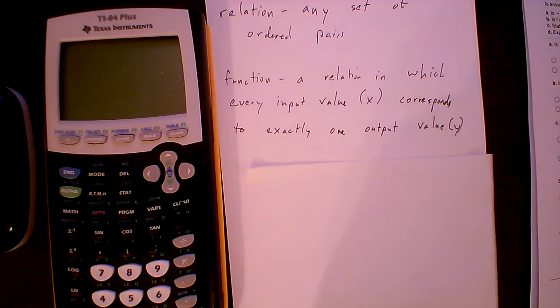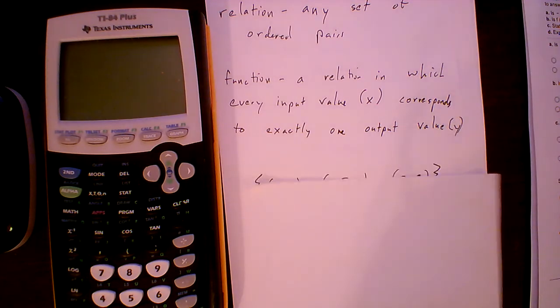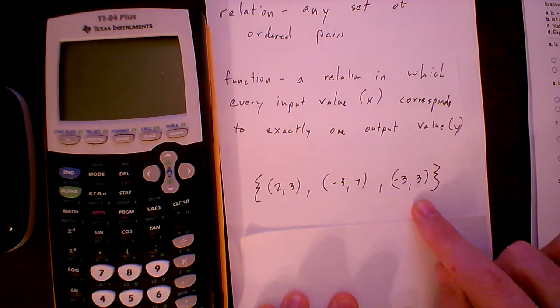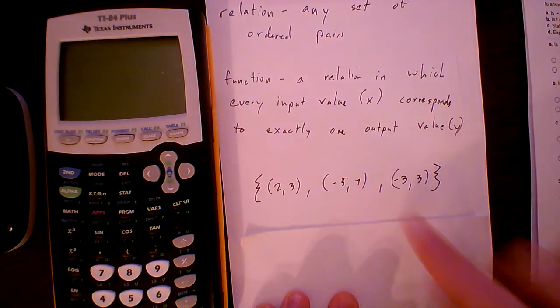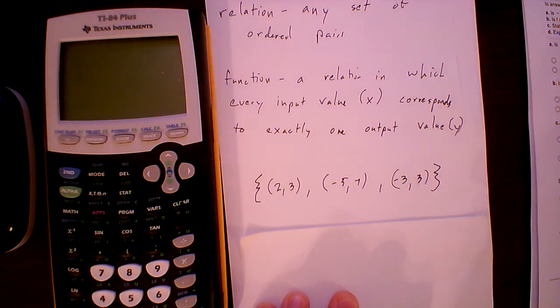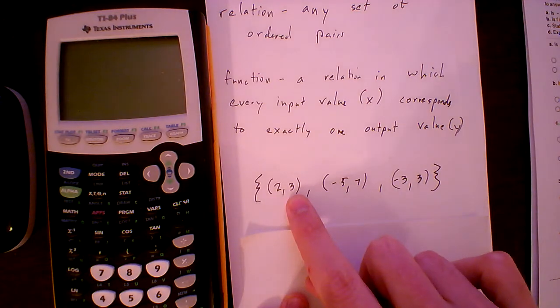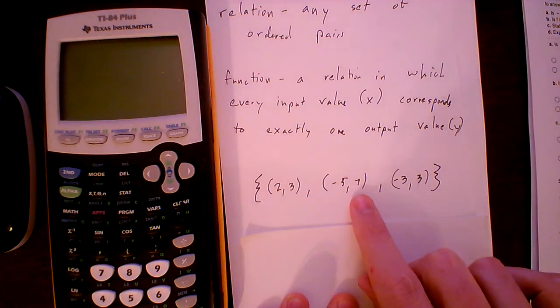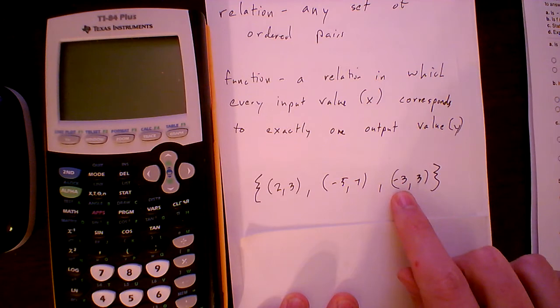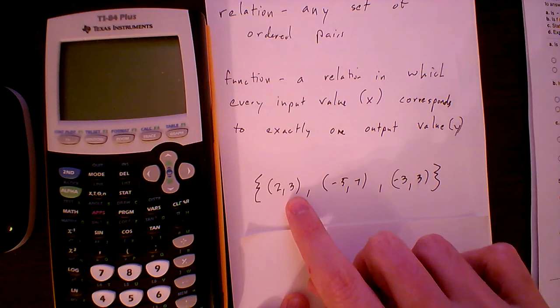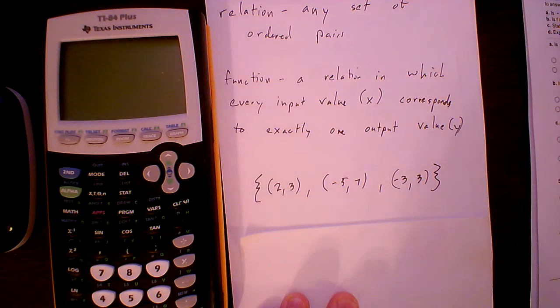So let's look at a couple of sets of ordered pairs, and we'll talk about whether they're functions or not. This first one here, we just have these three ordered pairs. This is a very basic sort of relation. All of these are going to be relations. But the question we want to think about is: is this a function or not? The answer to this one is yes. We have an input value of 2 that goes with the output value of 3. Input value of -5 goes with the output value of 7. Input value of -3 goes with the output value of 3. Every input has a unique output value that goes with it. So this is a function.